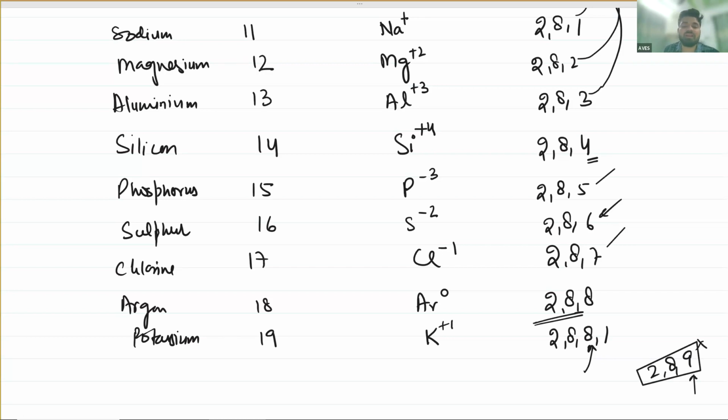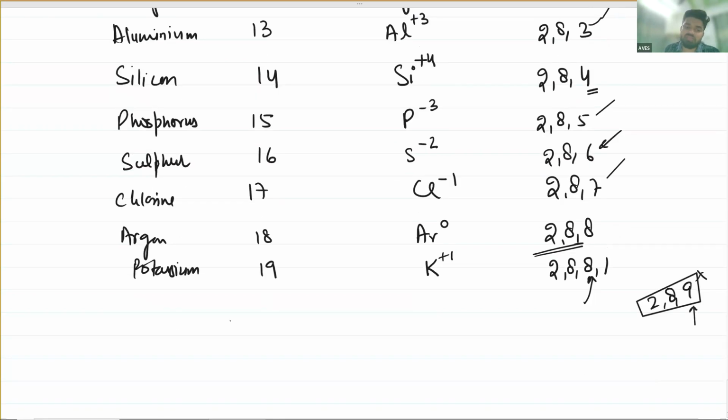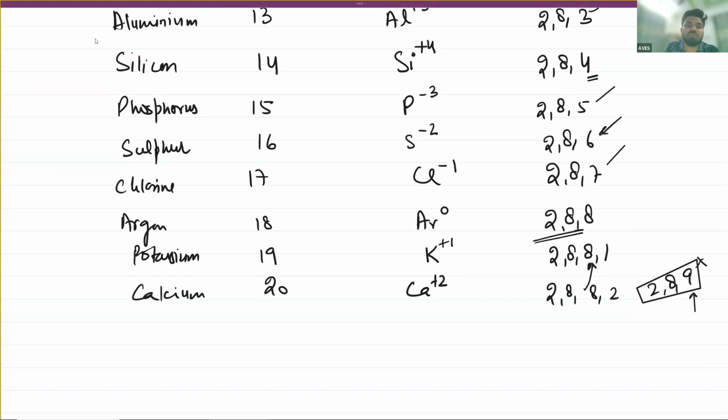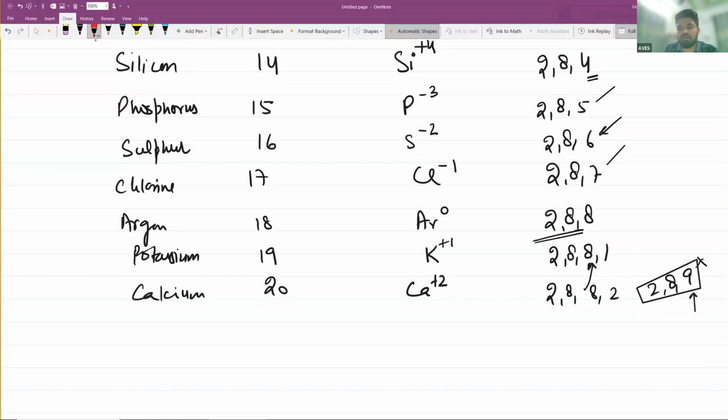And similarly, calcium, among the first 20 elements that I'm writing here. Calcium is 20, Ca2+. Then it is 2,8,8,2. So it will donate 2 electrons in order to attain the stable electronic configuration of the nearest noble gas, that is argon. Argon, dear students.